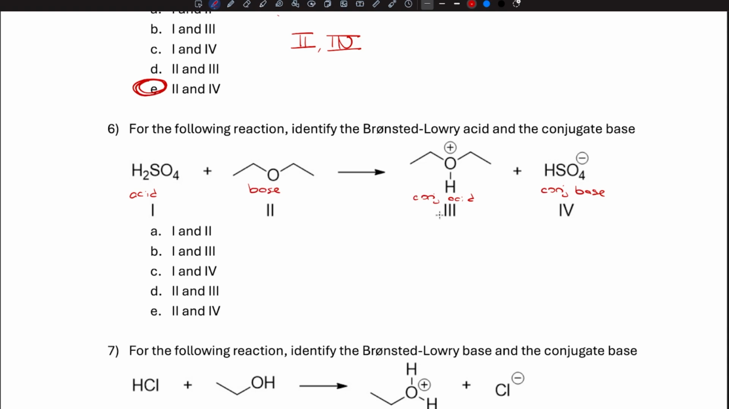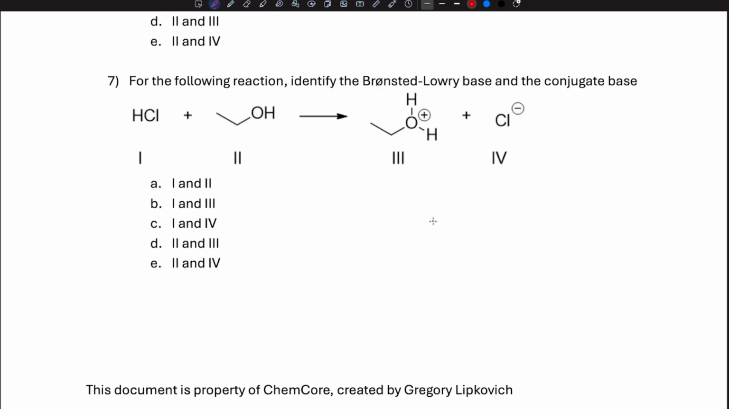Which means that our Bronsted-Lowry acid is structure 1, and our conjugate base should be structure 4, meaning that our answer is C. The last problem on this page is a different reaction in which we're still identifying Bronsted-Lowry.